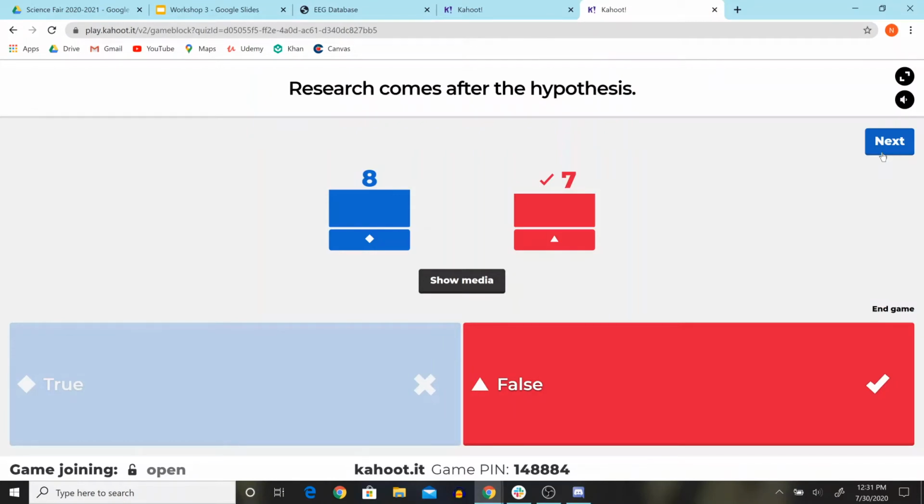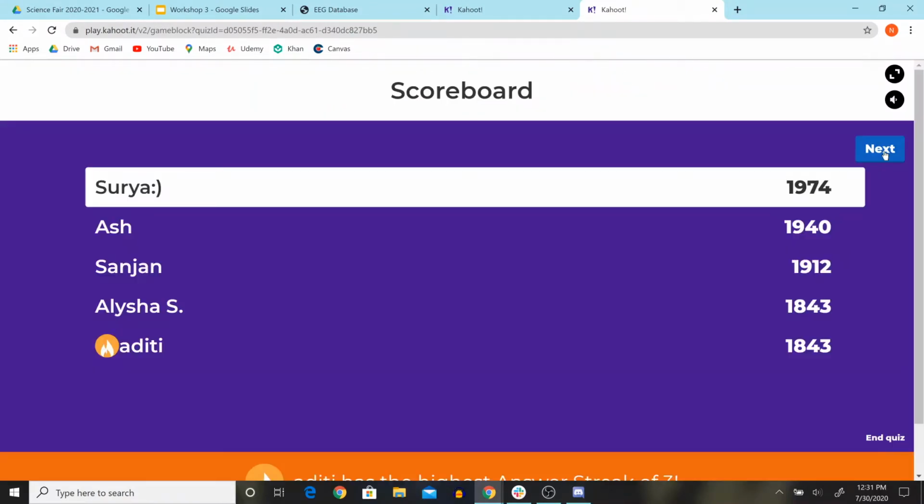You hypothesize that if I add more fertilizer to a plant, then it will grow taller. But the only reason you know that is from your prior research. Yeah, the research is to help you form your hypothesis. Okay.